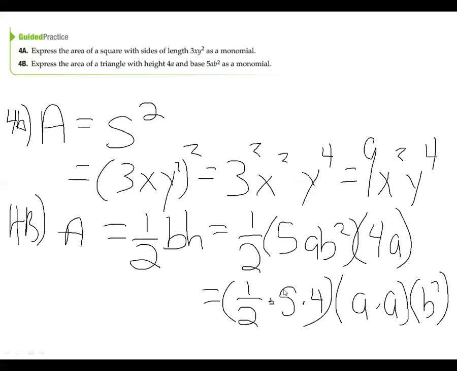5 times 4 is 20. Times half would give you 10. A times A is A squared. And B squared. That looks like a 7 up there, but it's really squared. So 10A squared B squared. There you go. Pretty cool, huh?